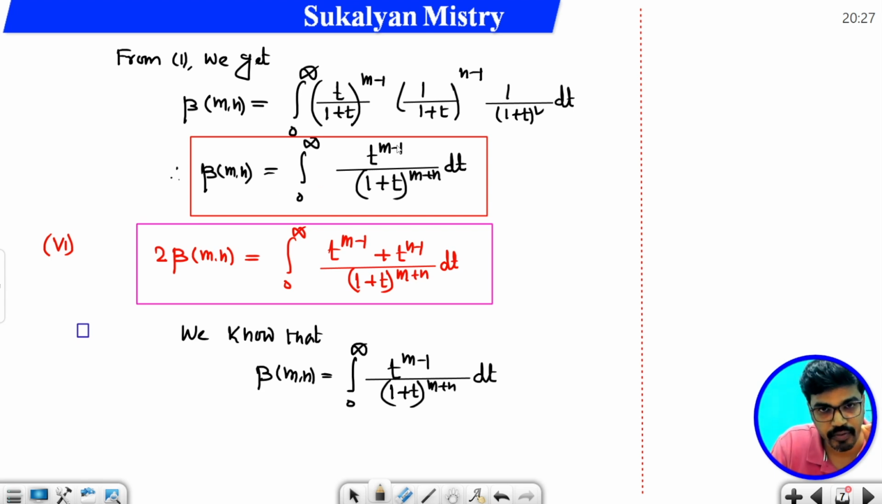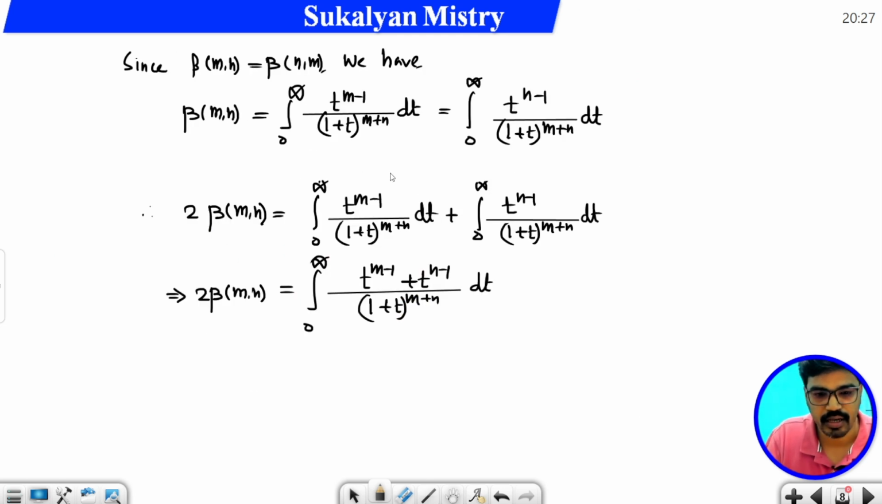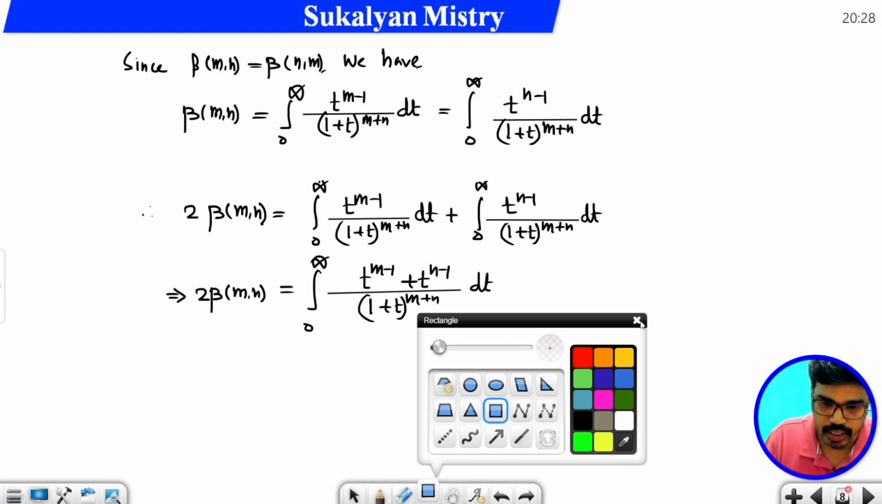so that beta mn is equal to integration 0 to infinity t to the power n minus 1 divided by 1 plus t to the power m plus n dt. So since beta function is symmetric, beta mn is equal to beta nm. So beta mn is equal to integration 0 to infinity t to the power n minus 1 divided by 1 plus t to the power m plus n dt. Just proving this much will be enough. If the exam says show that beta mn is equal to this, we have to prove this. Since beta function is symmetric about the arguments, that is beta mn is equal to beta nm, replace m with n. So it is also a very important property of beta function.